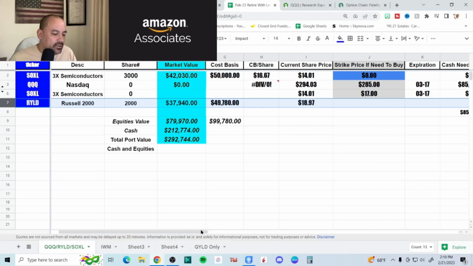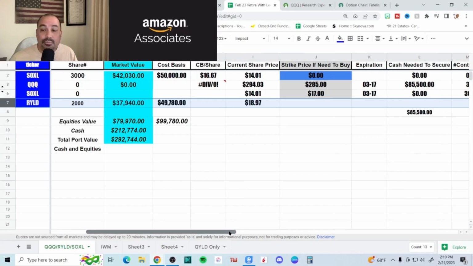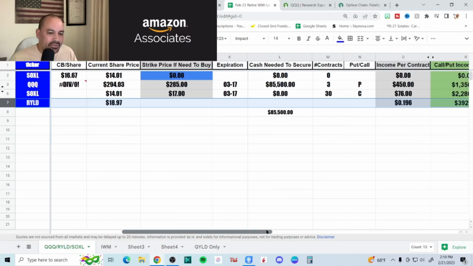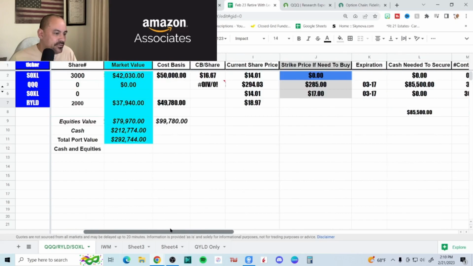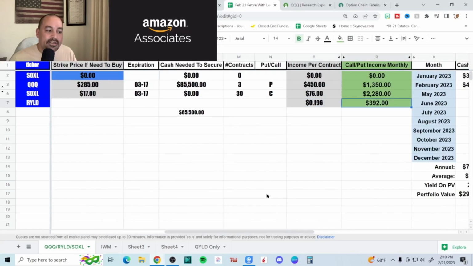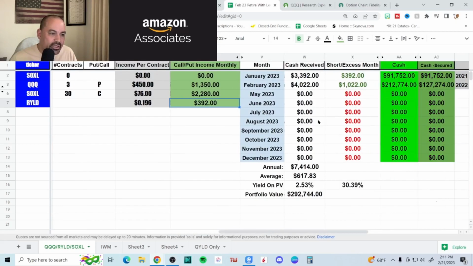Okay. It would probably be the smart move, but we haven't done it yet. But 19.6 cents there. We do own, how many shares was it? 2,000 shares, that gave us $392 of income for the month. So grand total, we collected $4,022 in income for the month of February that we can use to pay our bills, okay?